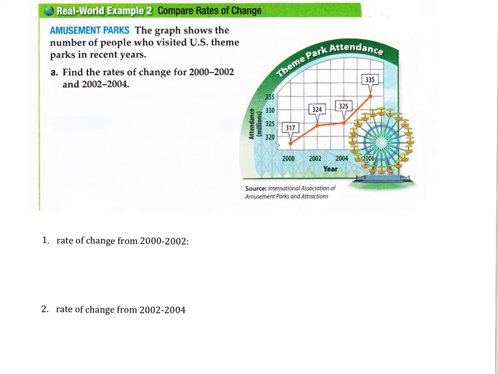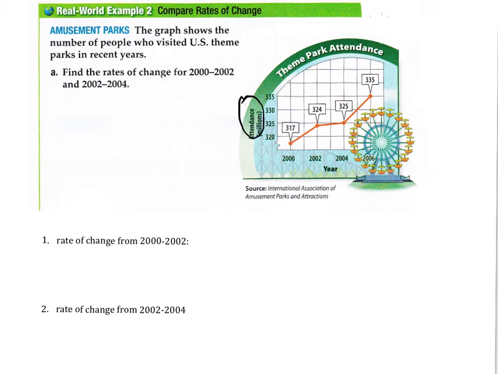Okay, let's look at one more real-world example. Follow along on your paper and write this down as we go. Now we're going to read a graph. The graph shows the number of people, in millions, by the way, who visited the U.S. theme parks in recent years. Our job is to find the rates of change for the years 2000 to 2002 and 2002 through 2004.